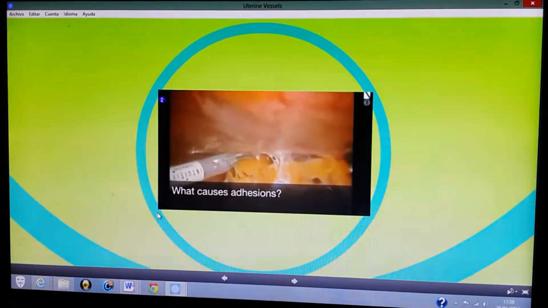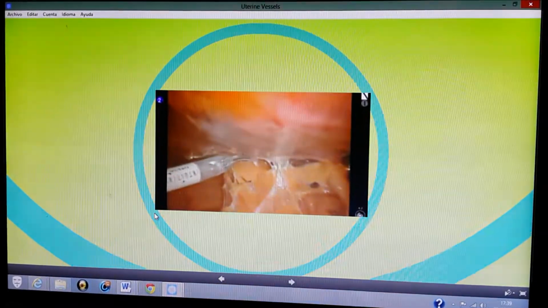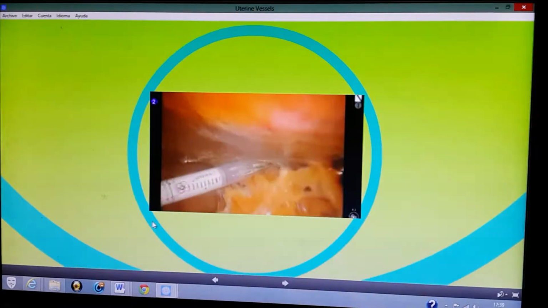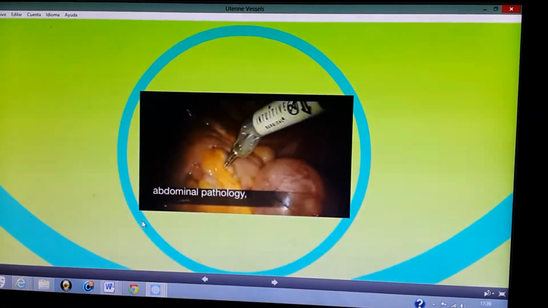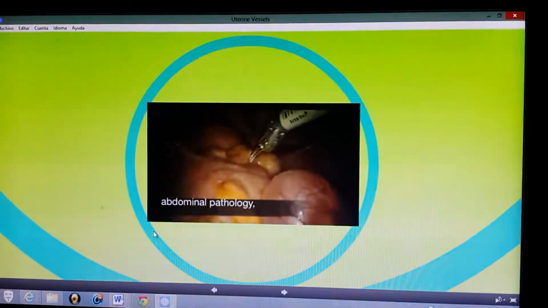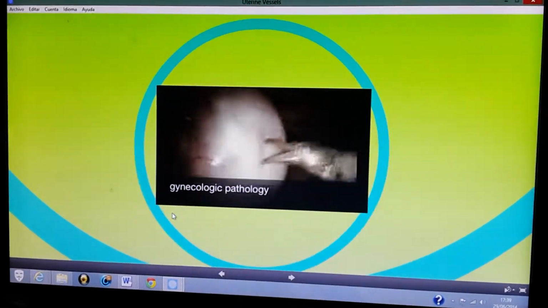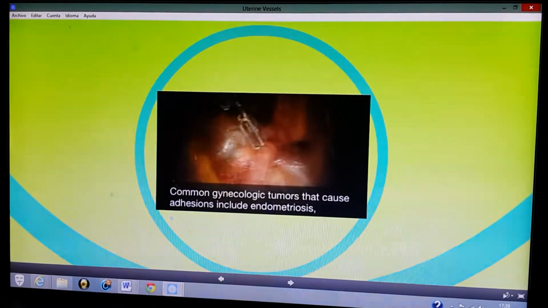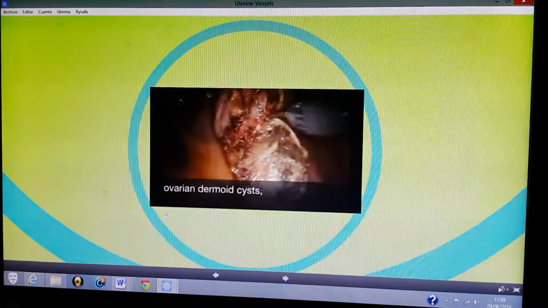What causes adhesions? Adhesions are the result of an inflammatory process caused by abdominal pathology such as diverticulosis or diverticulitis, and gynecological pathologies such as ovarian cysts. Common gynecological tumors that cause adhesions include endometriosis, ovarian dermoid cysts, and uterine fibroids.